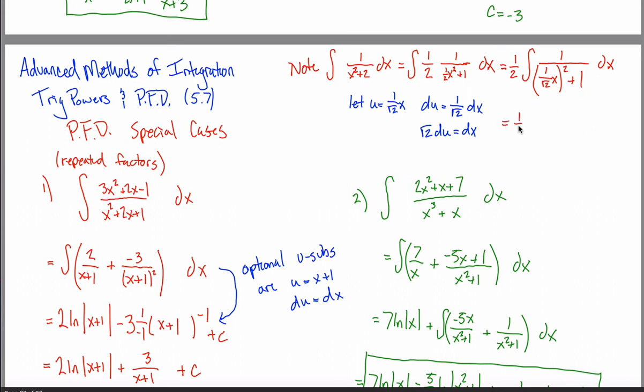I still have the 1/2 out in front, and then when I change my dx into the square root of 2 times du, I can take that square root of 2, since it's just a constant, and put that out in front of the integral, and then instead of 1 over root 2 x, that's exactly what u is equal to, so I get 1 over u squared plus 1 du. And this finally fits that arctangent form.